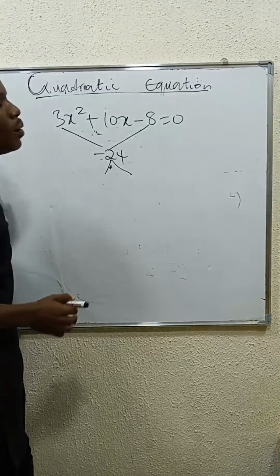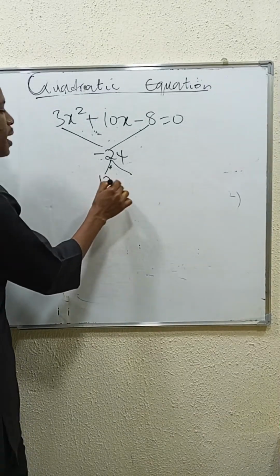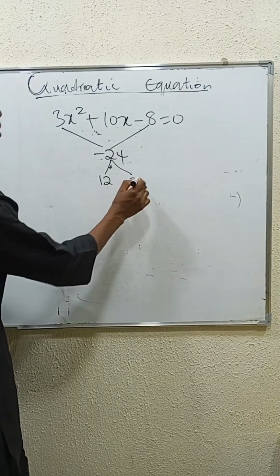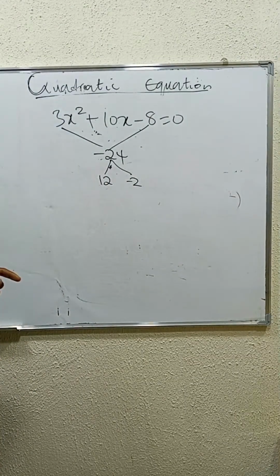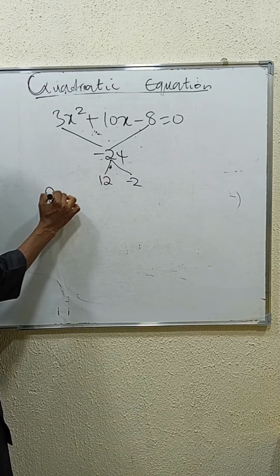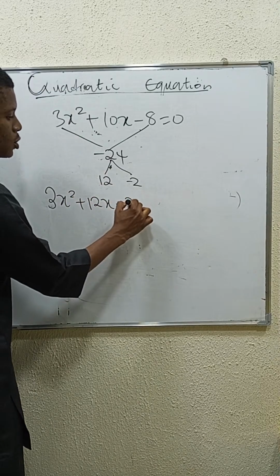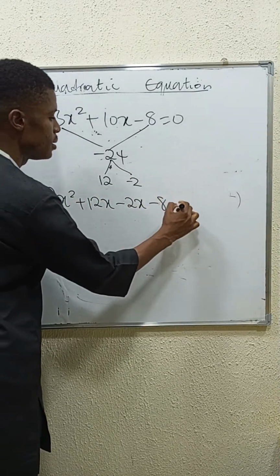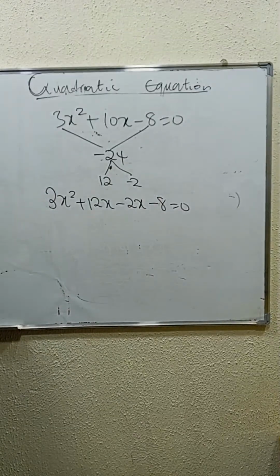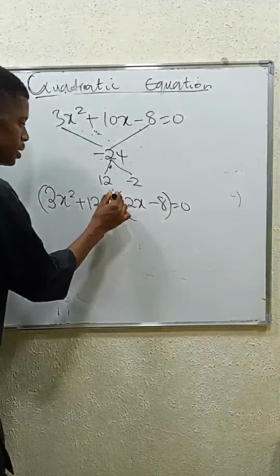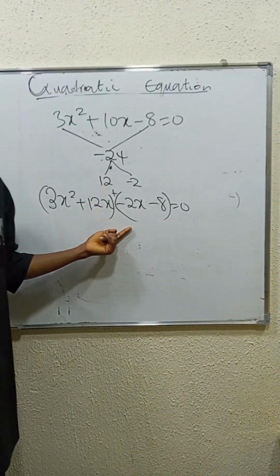Okay? So again, 12 times 2 is 24. Does the sum give 10? Then this will be minus 2, because we are looking at minus 24. So our factors give 3x squared plus 12x minus 2x minus 8 is 0. Then here we group the first two and the last two. Please put a plus here so that it won't be multiplication.